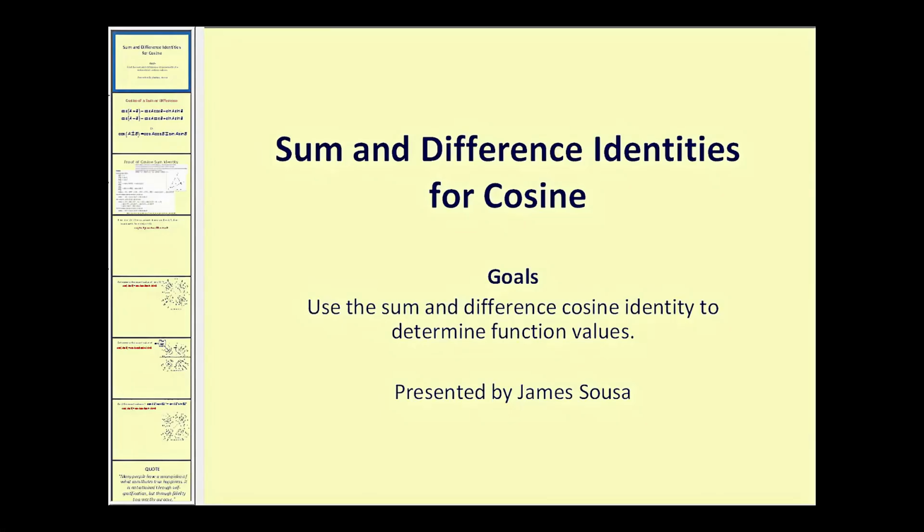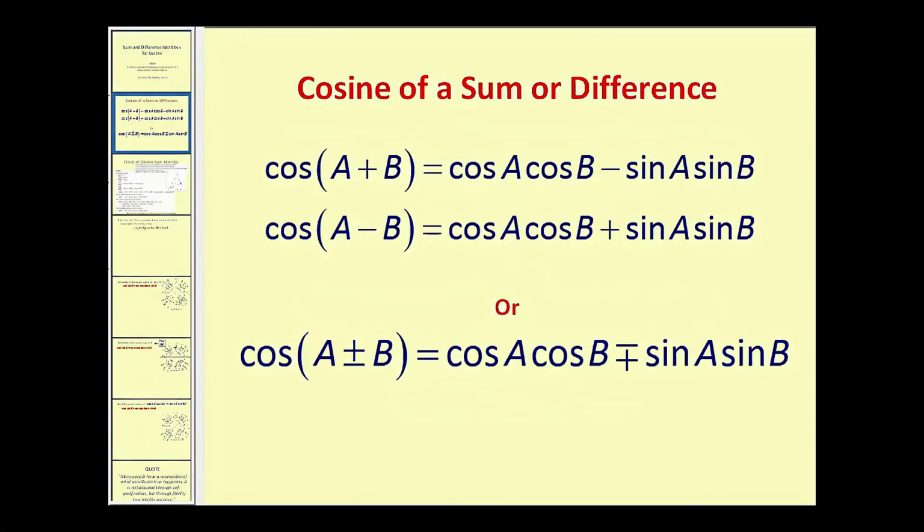Welcome to a video on the sum and difference identities for cosine, and the goals of the video are to use these identities to determine function values. So if we have the cosine of a sum or difference, here are the identities. The cosine of the quantity a plus b is equal to cosine a times cosine b minus sine a times sine b. And if we have a difference, it's equal to cosine a cosine b plus sine a sine b.